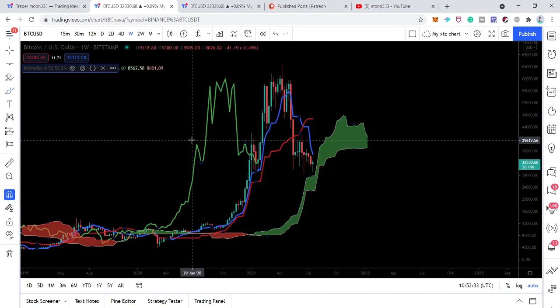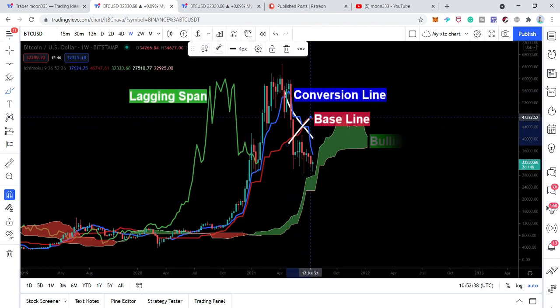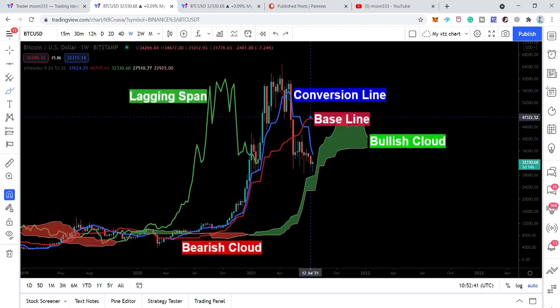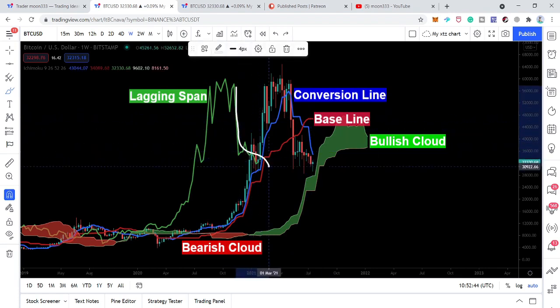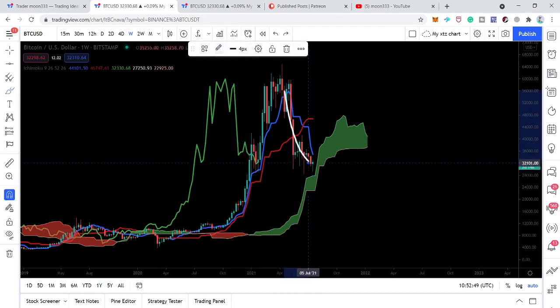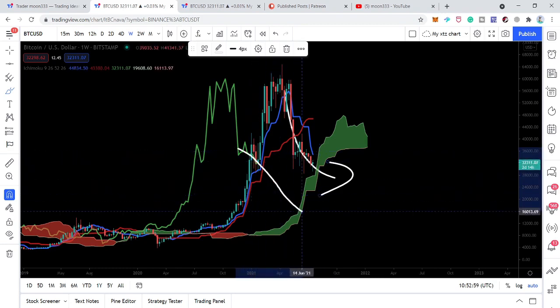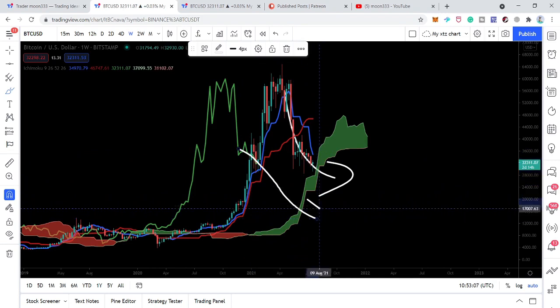Now, when this conversion line crosses down this baseline above the candlesticks, that is the bearish signal, the sell signal. And when this lagging span crosses down the candlestick, that is another bearish signal. And once the candlesticks cross down this cloud, this Ichimoku bullish or bearish cloud, that is a very strong sell signal. And eventually, because it happens at the end, when the candlestick crosses down this Ichimoku cloud, after that this lagging span also crosses down this Ichimoku cloud.